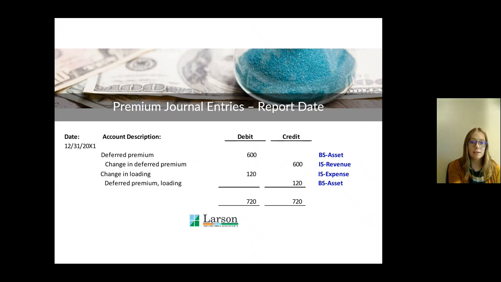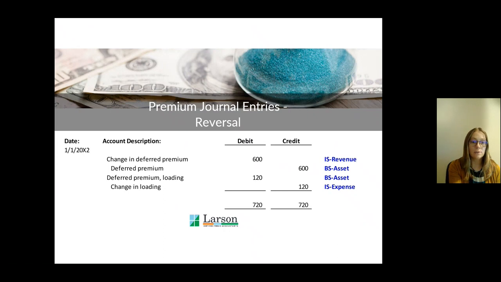The very next day in 20X2, January 1st, we reverse these journal entries. Generally, the deferred premium and loading is only recorded at the end of a reporting period and then reversed the next day.